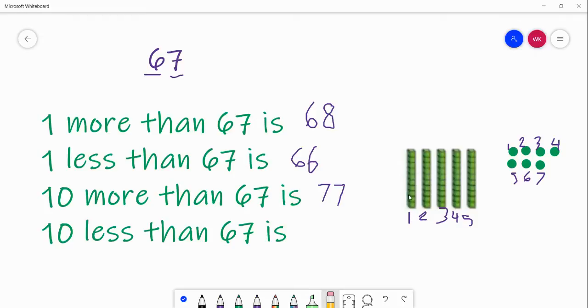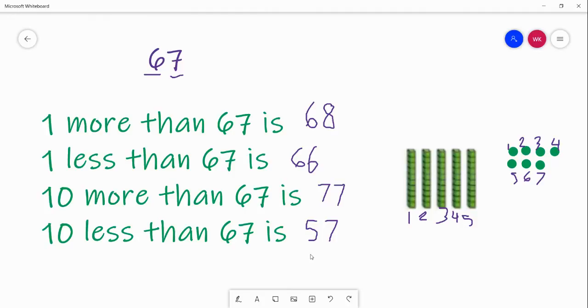So let's count. We have 10, 20, 30, 40, 50. So we have a 5 in the tens place. And then we have 1, 2, 3, 4, 5, 6, 7. A 7 in the ones place. So 5 tens and 7 ones is the number 57. So 10 less than 67 is 57.